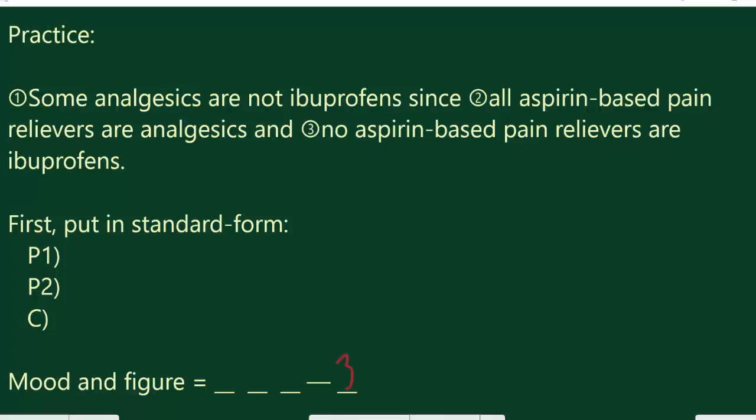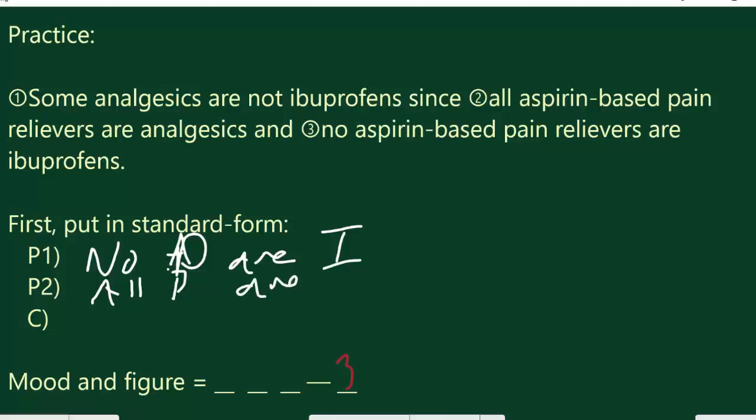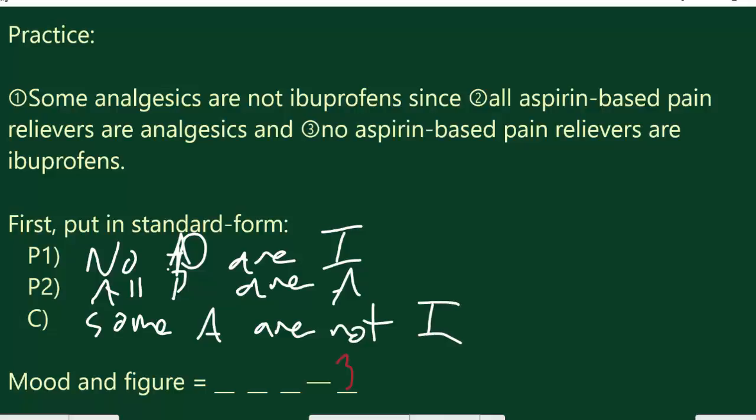All right, coming back to the categorical syllogism and the mood, we said that the major premise is no aspirin-based pain relievers are ibuprofens. We said that our minor premise is all aspirin-based pain relievers are analgesics. And we said that our conclusion is some analgesics are not ibuprofens. So we have for our major premise an E proposition, our minor premise an A proposition, and our conclusion an O proposition. So E, A, O. So our mood is EAO, and the figure is 3.